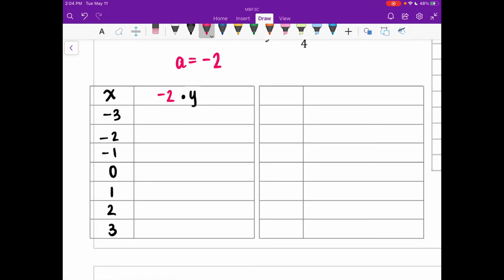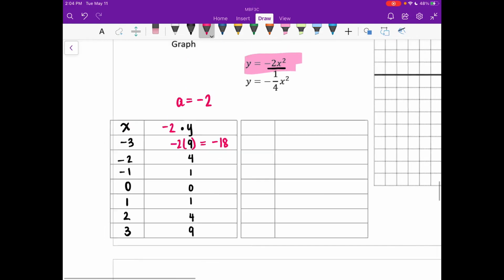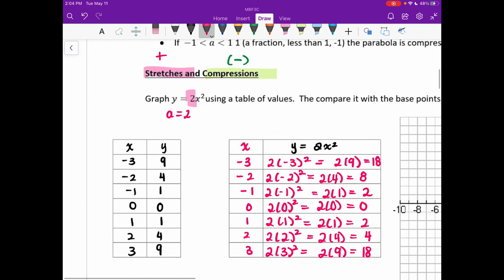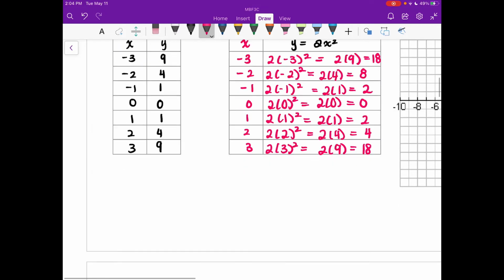Right, so let's just go in and write our original y values, which are 9, 4, 1, 0, 1, 4, 9. And I'm just going to multiply by negative 2. Negative 2 times 9 is negative 18 now, right? So if we go back and look at our stretch, we actually did this already with positive 2. So it was 9 and it went to positive 18. Now because it's a stretch and a flip over, we do it as negative 18.